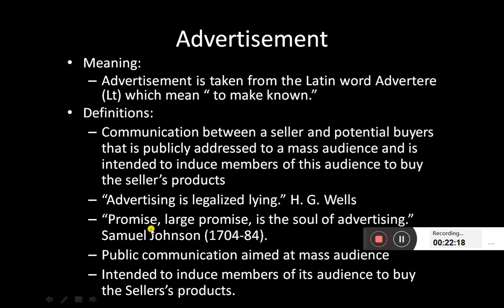Hope, inshallah, the idea will be clear. These are some more details about the advertisement.